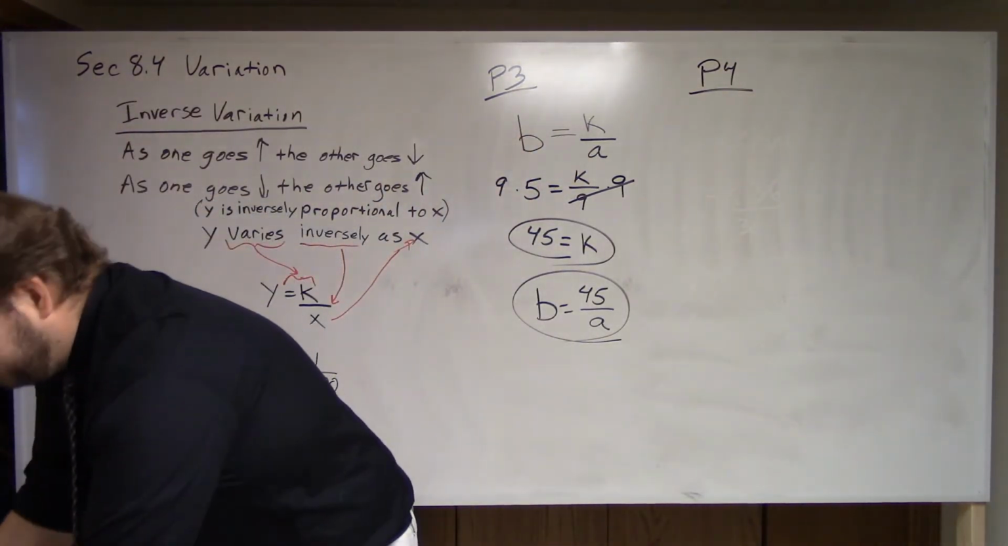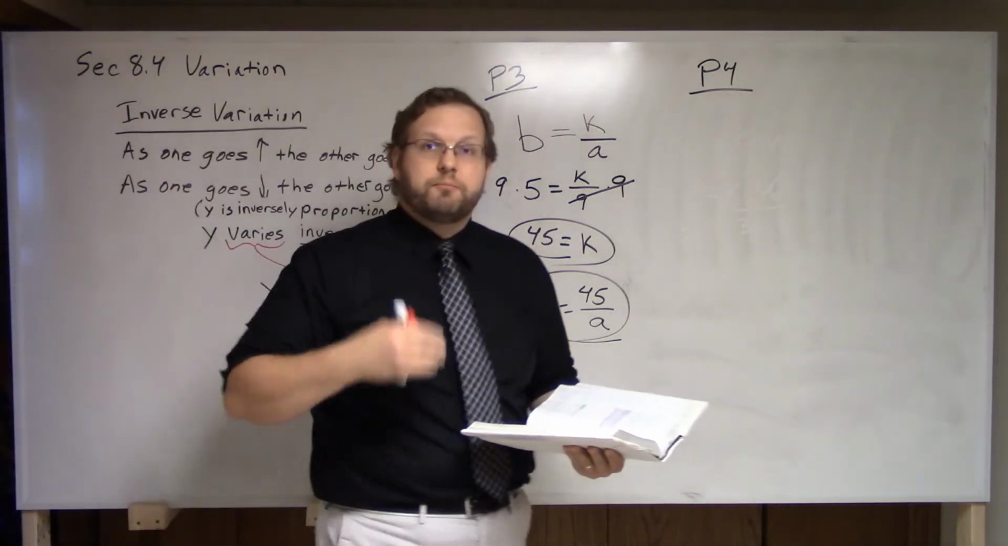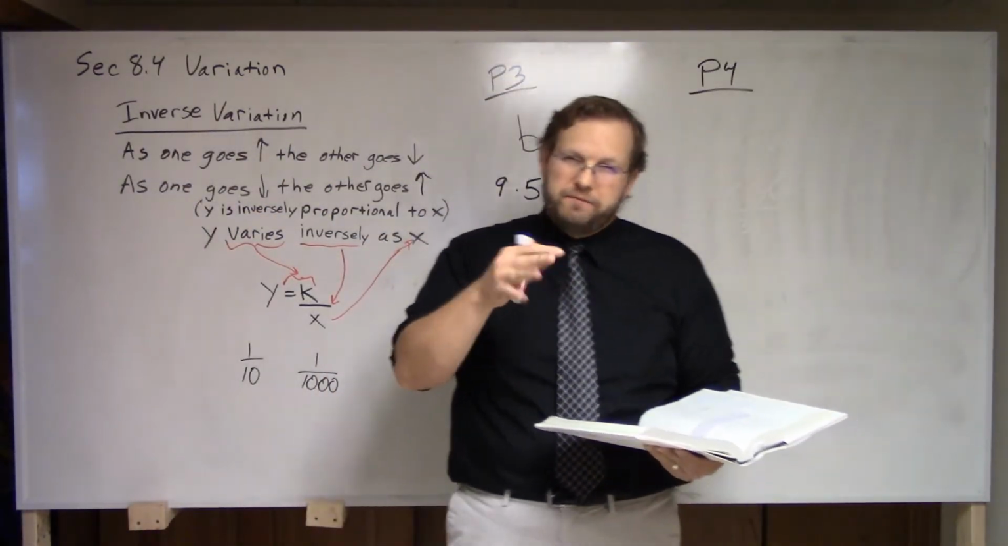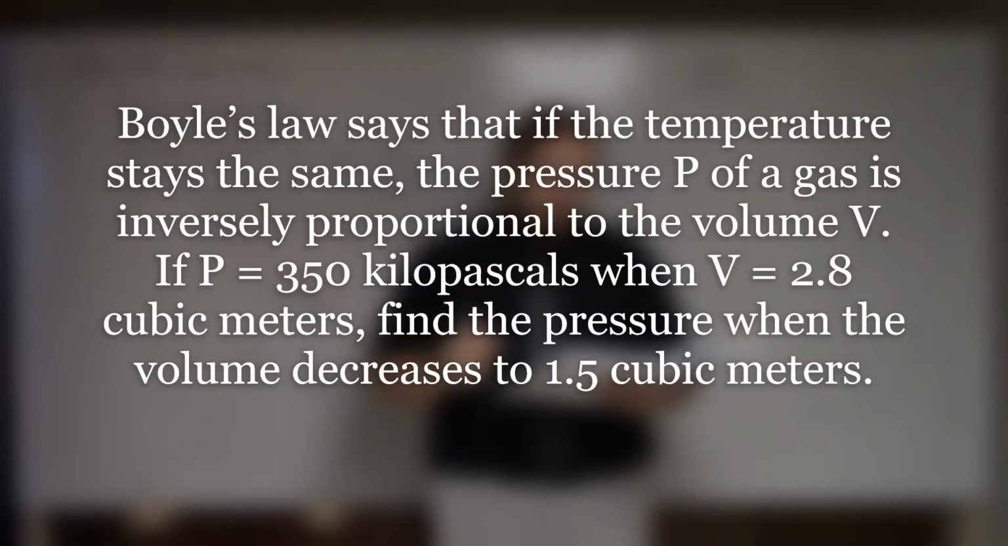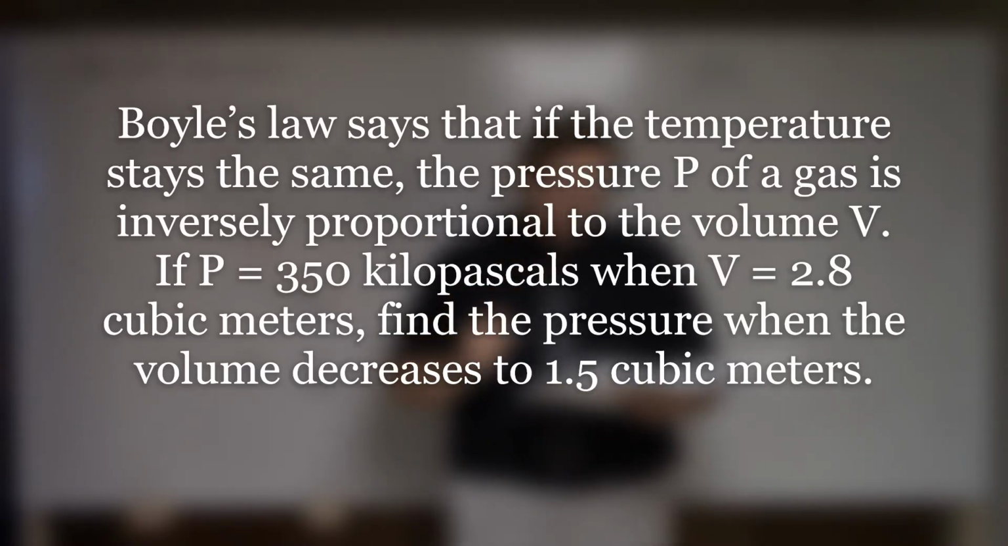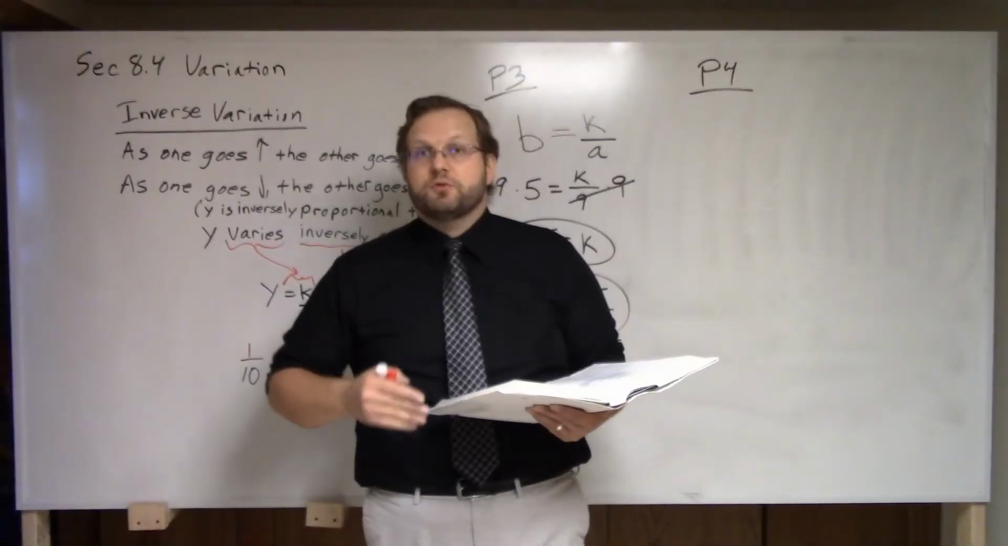Practice 4, again, is going to be kind of a combination of practice 4 and example 4. So if you're following in the book, I'm going to read it a little differently. It says, Boyle's law says that if the temperature stays the same, the pressure P of a gas is inversely proportional to the volume V. If P equals 350 kilopascals and V equals 2.8 cubic meters, find the pressure when the volume decreases to 1.5 cubic meters. Okay, now again, you're going to have to read through that a few times.